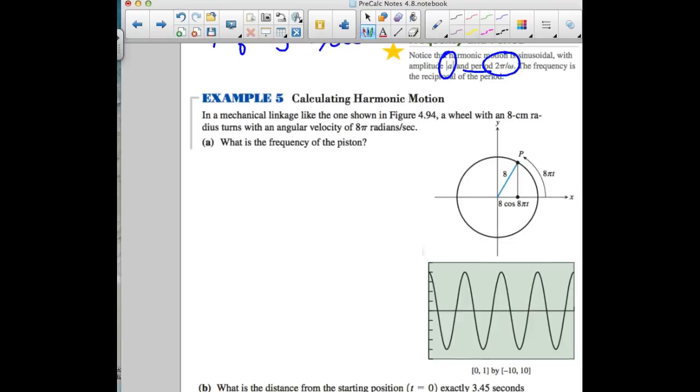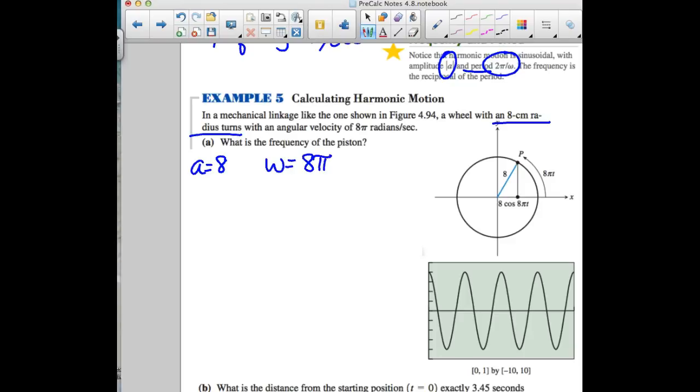Okay, so for example 5, it says in a mechanical linkage like the one shown in figure 4.94, a wheel with an 8 centimeter radius turns with an angular velocity of 8 pi radians per second. Now I'm going to explain how they're getting the labels in this picture, but I want to pick out the two numbers that were given. We have an 8 centimeter radius, and if we remember from our formula, they said the radius was our amplitude. So we know a equals 8. And then they told us an angular velocity of 8 pi. That is going to be our omega.